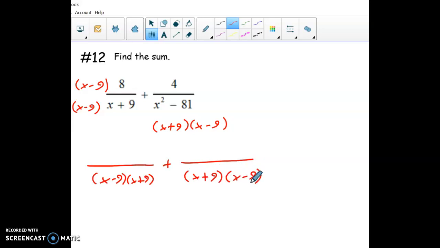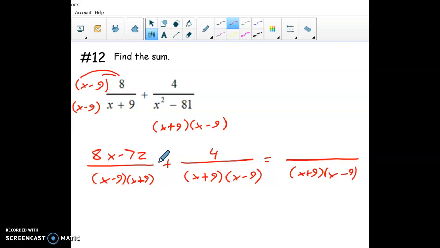Sorry, it takes me a while to write it. And the numerator on this one hasn't changed because we didn't multiply top and bottom or anything. On this one, we're going to do the distributive property. So 8x minus 72. And then we're going to keep the denominator and then add the numerator. So really, there's not much to add here, just negative 72 and 4. So we have 8x and then minus 68.